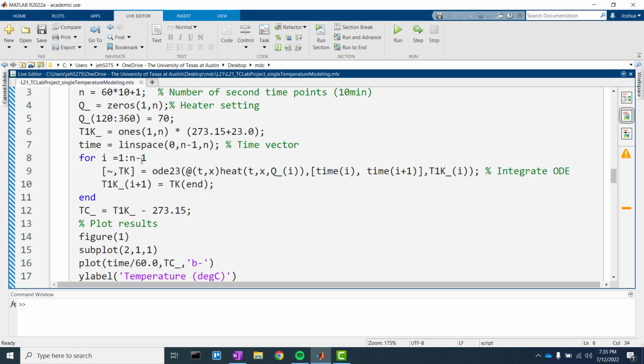Then for our loop, we'll go ahead and we'll first simulate what we think will happen. We're going to integrate with ODE23 this heat function, which I'll scroll down to in just a moment. That heat function takes temperature, and then it takes x, which is our integrated arguments. And then qi is an input to the function. And it will integrate from time i to time i plus 1. And then we also have our temperature right here.